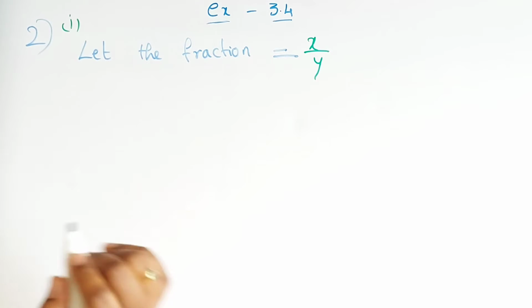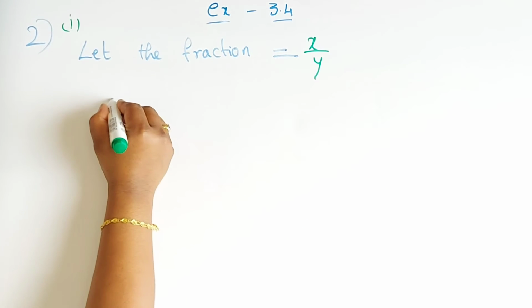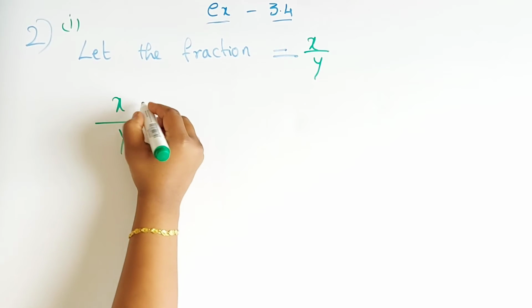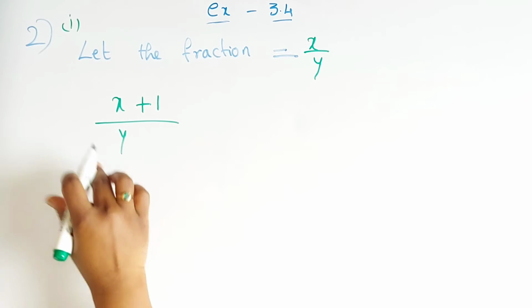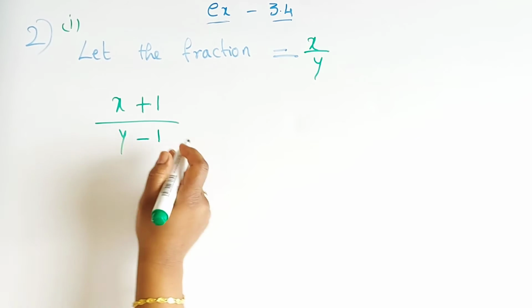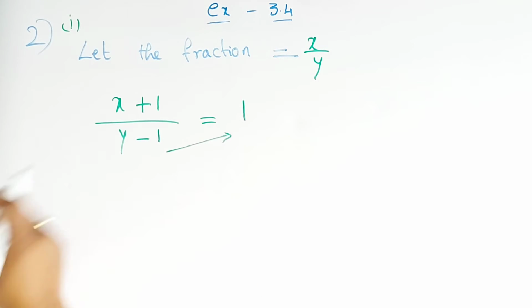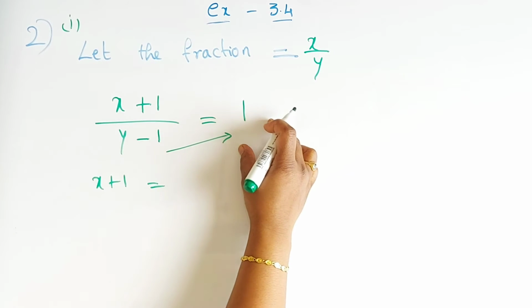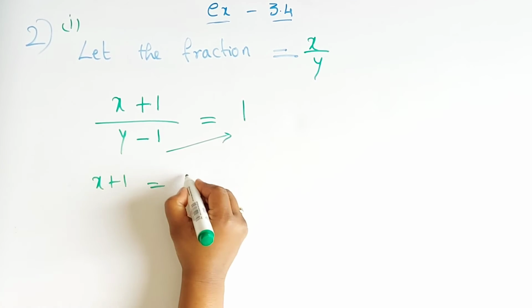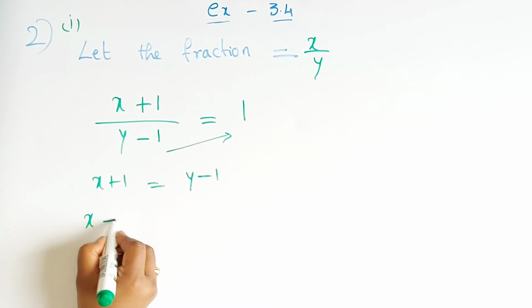If we add 1 to the numerator, that means the numerator is x, we are adding plus 1. Right? And subtract 1 from the denominator, y minus 1 from the denominator. Then the fraction is 1. Right children? From here x plus 1 equal to y minus 1, the denominator will go to the right hand side, children, 1 into y minus 1. y minus 1 only. Now x and y will come to the left hand side, minus 1.